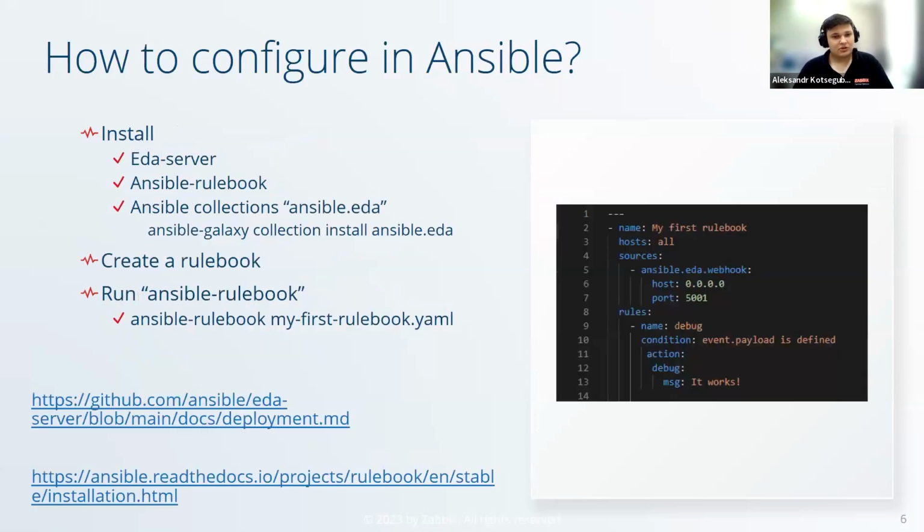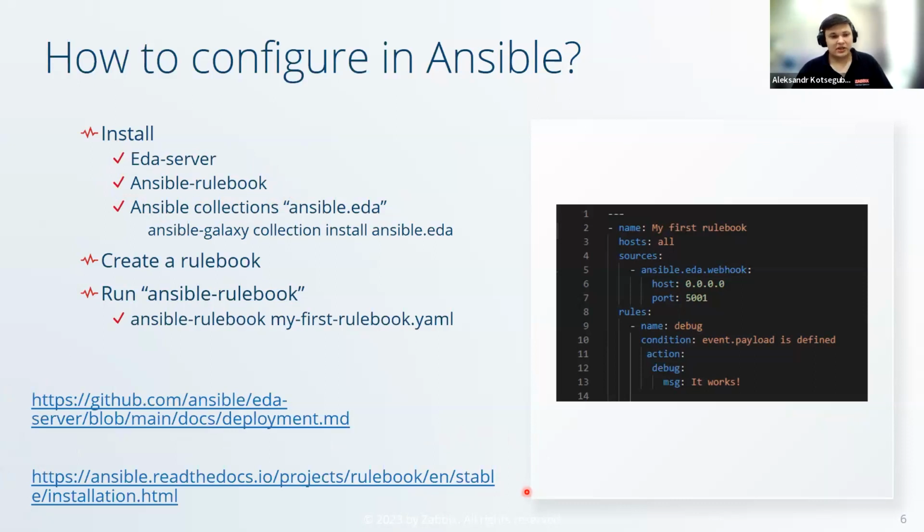And let's discuss how to configure this integration on the Event-Driven Ansible side. First of all, you need to install the EDA server. You can find the full instruction by the first link at the bottom of the slide. You will use it to run your rulebook in the background. But to develop and test your rulebook, you need to install ansible-rulebook. The full instruction you can find by the second link at the bottom of the slide.